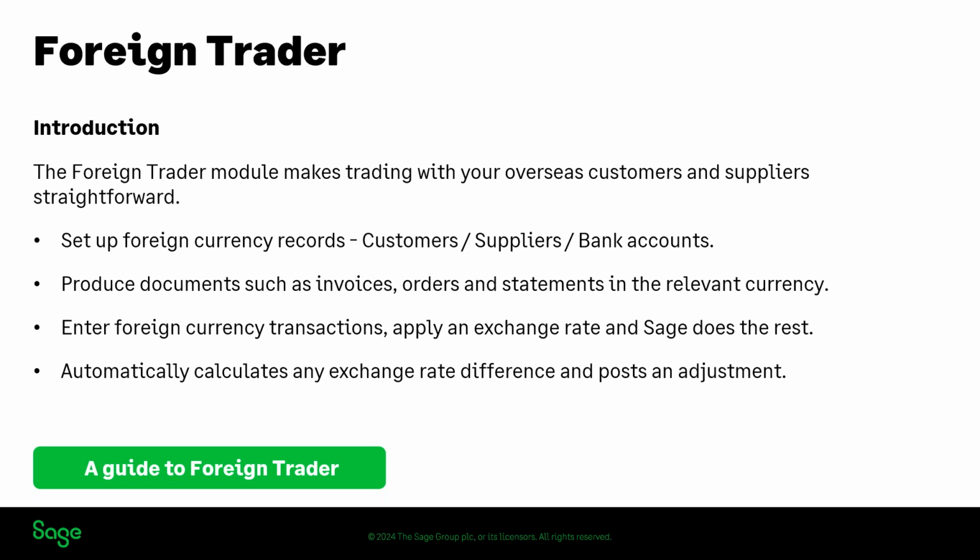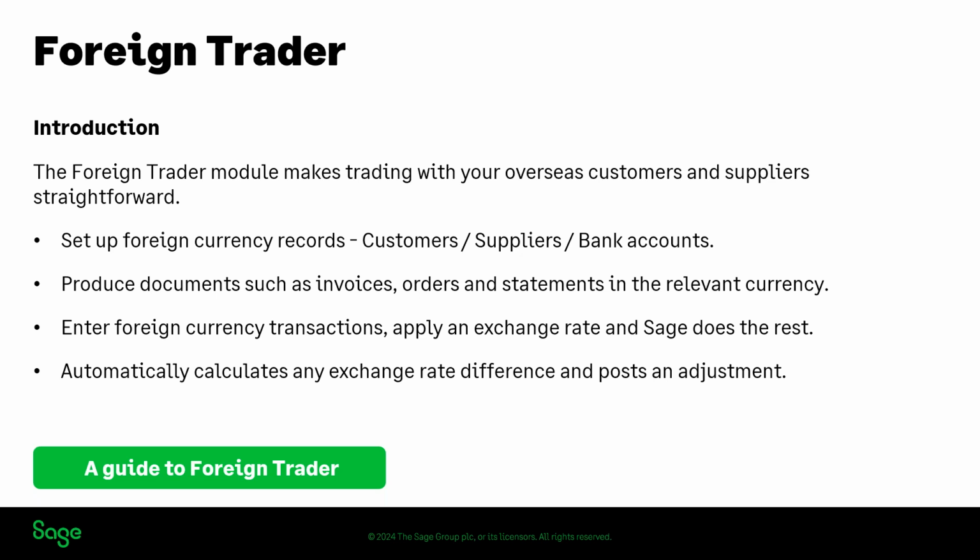Any differences? So let's say you enter your purchase invoice at one exchange rate and you make a payment against that to pay off the invoice, but you enter it at a different exchange rate. Where there's a difference in the base currency values, your software will automatically post any required adjustments for you. So you don't need to get involved in that.